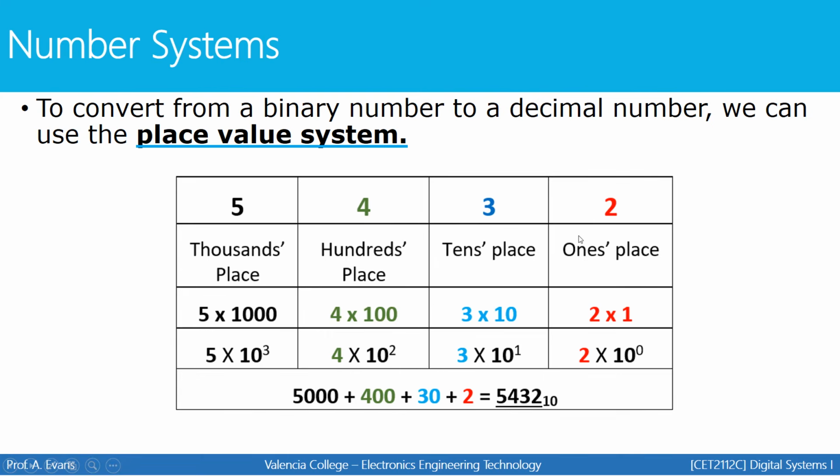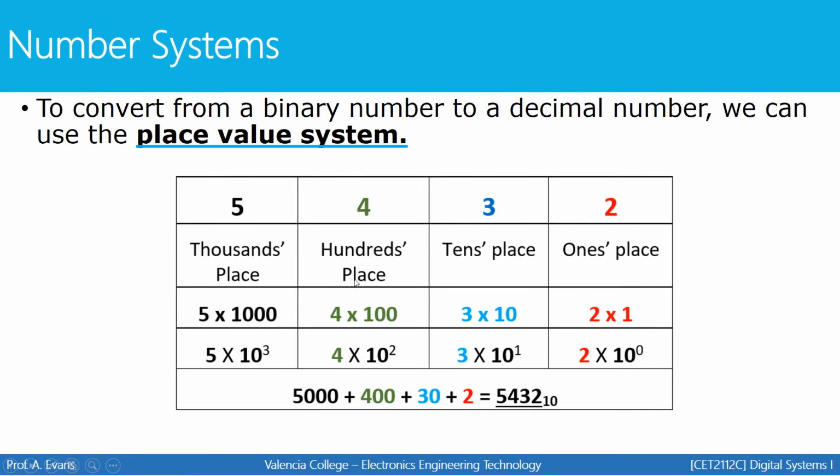We know that the ones place is the place that represents how many ones we have. So if I have 2 in the ones place, that means I have 2 ones, or 2 times 1. If I have a 3 in the tens place, that means I have 3 tens, or 3 times 10. If I have a 4 in the hundreds place, that means I have 4 hundreds. And if I have a 5 in the thousands place, that means I have 5 thousands. This right here is what you learned when you were probably in elementary school when it came to classifying numbers.